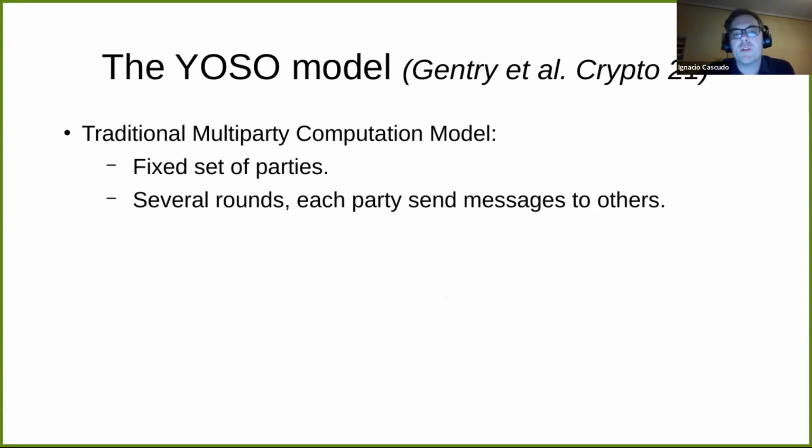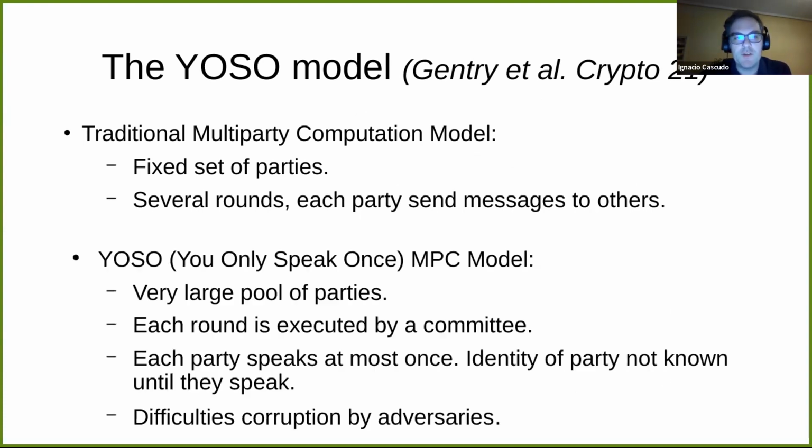This is a secure multi-party computation model that is a little bit of an alternative to the traditional one. In the traditional multi-party computation model, you have a fixed set of parties. The protocol proceeds by rounds, where at every round some parties can send messages to others. In the Yoso model, you have instead a very large pool of parties, and each round is executed by a small subset of these parties, by some committee. Every party can be at most in one committee. And most importantly, the identity of each party is not known until they speak.